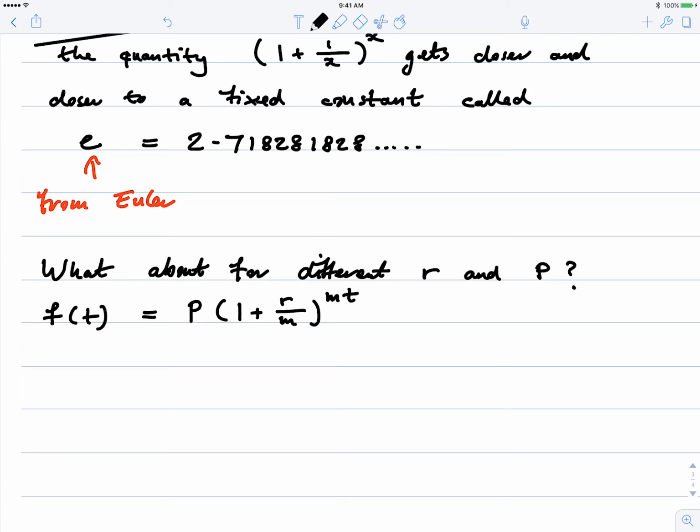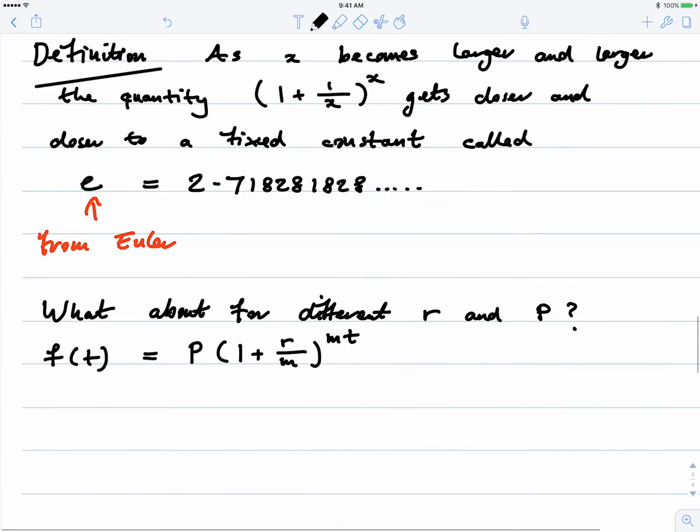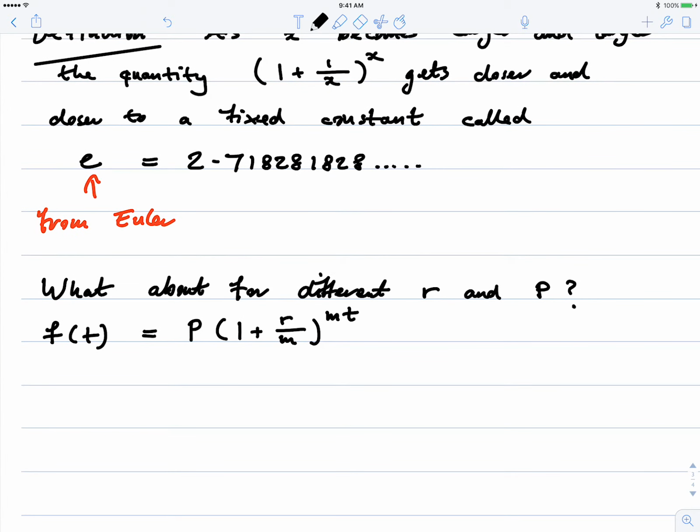Okay, so let's take a look at this. What I want to do is allow M to get bigger and bigger and bigger. That's the basic plan, and I want to try to relate it back to what we've just done.